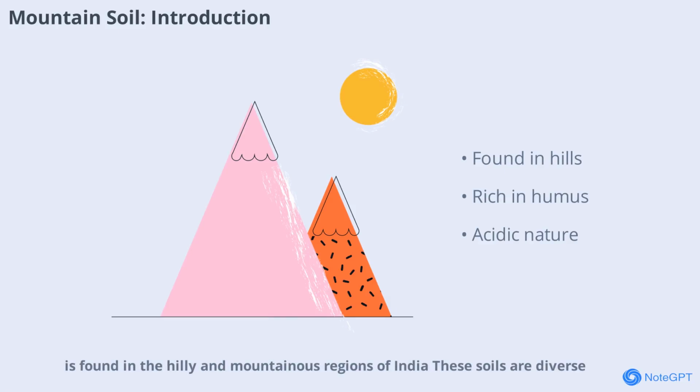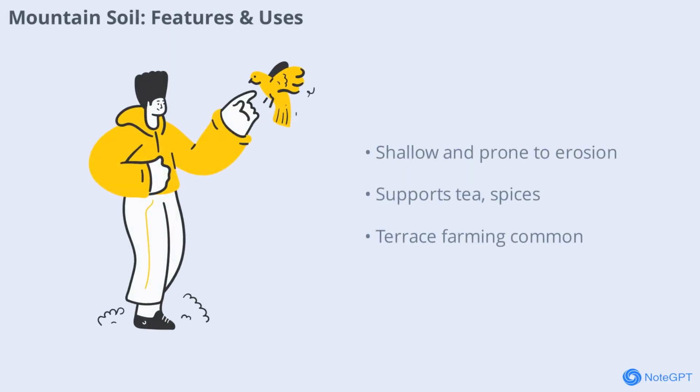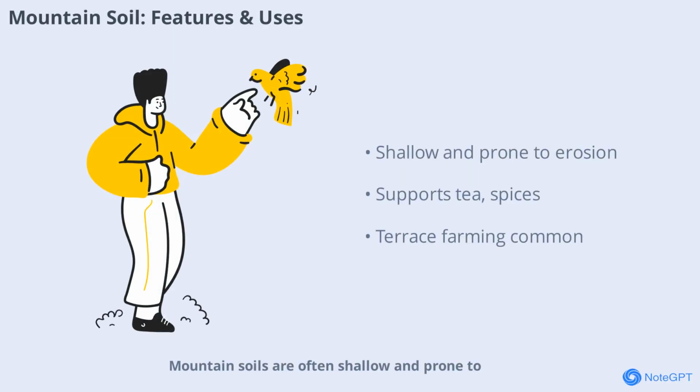These soils are diverse, varying with altitude, slope, and vegetation. They are generally thin, acidic, and rich in humus, supporting forests and specialized crops. Mountain soils are often shallow and prone to erosion due to steep slopes and heavy rainfall. However, they are rich in organic matter from decaying vegetation. These soils support crops like tea, coffee, spices, and various fruits, especially in terraced fields.